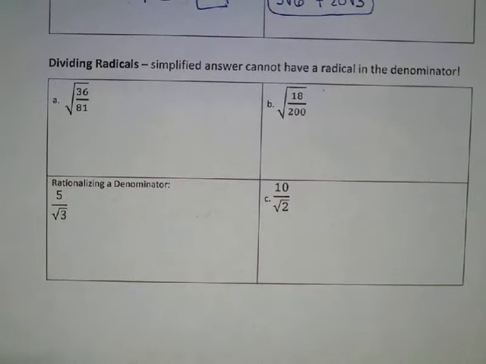Alright, the last thing we're going to talk about is dividing radicals. When you divide a radical, you simplify the answer. The simplified answer cannot have a radical in the denominator. Denominator is the bottom number.